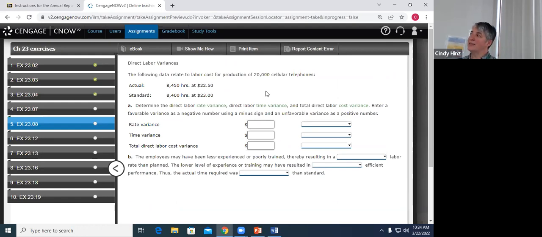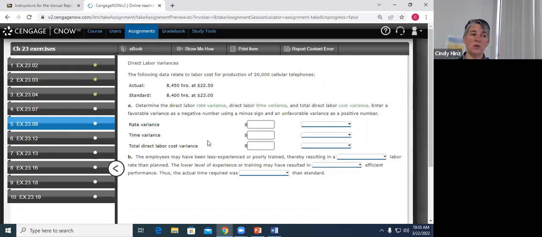Now we move on to the second component of the product cost, which is direct labor. The following data relate to labor costs for production of 20,000 cellular telephones. We have an actual compared to a standard. Now, even though we call them different things here, a rate variance and a time variance, it really is the same conceptually as what we did with direct materials. How much did we use? How much did it cost per unit? You can call them whatever you want. It comes down to the same thing.